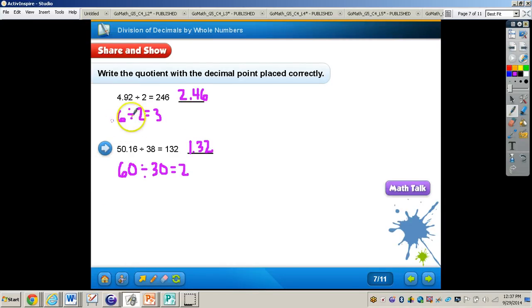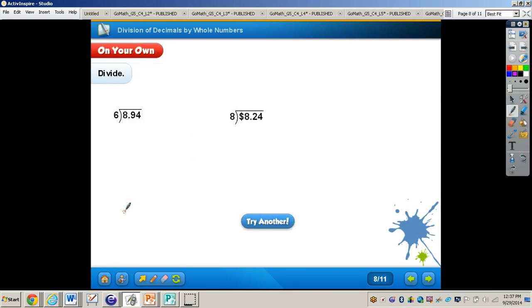Okay, so we used estimated answers. You see we found compatible numbers. Our estimated answer was 3, so we knew that the decimal point would go between the 2 and the 4. Using the estimated 60 divided by 30 giving us 2, we know that that decimal point would go between the 1 and the 3. Okay, I want you to work through these two problems at your seat all by yourself. When you're finished, you can press play and I will have the answers for you. So pause the video now.